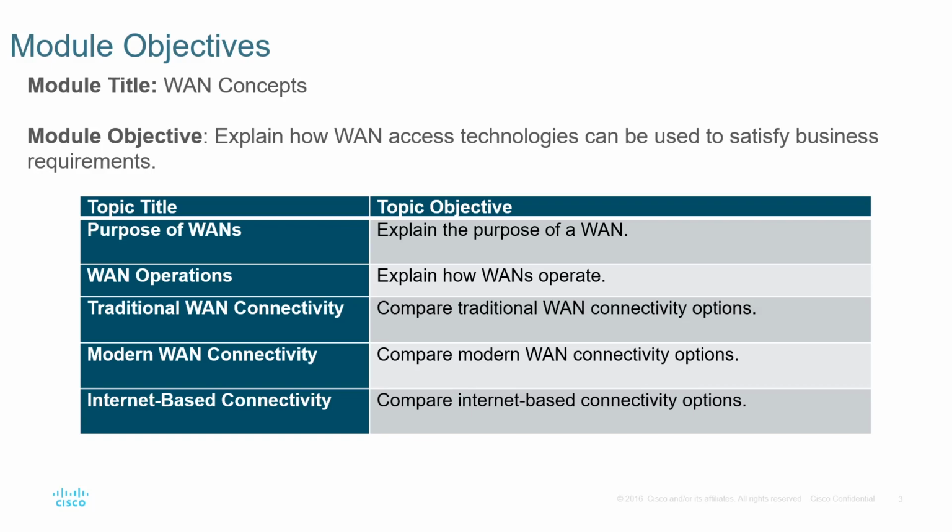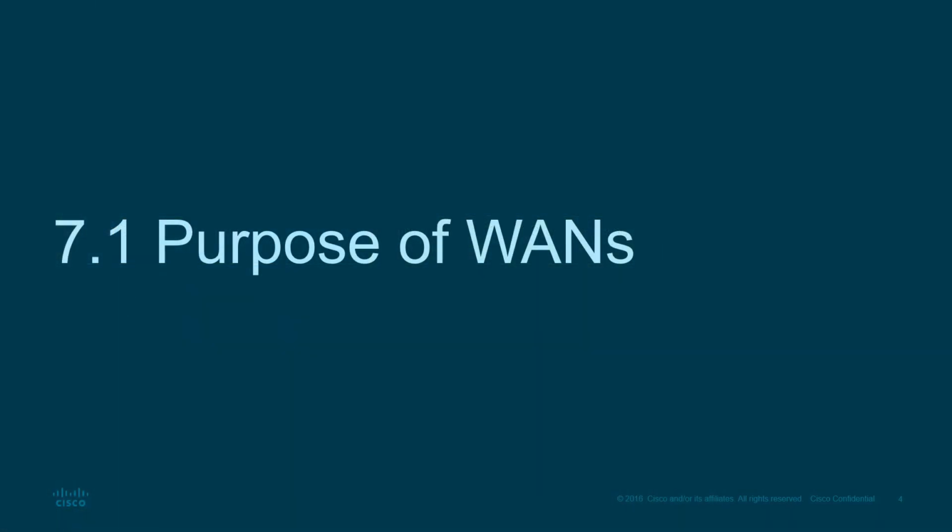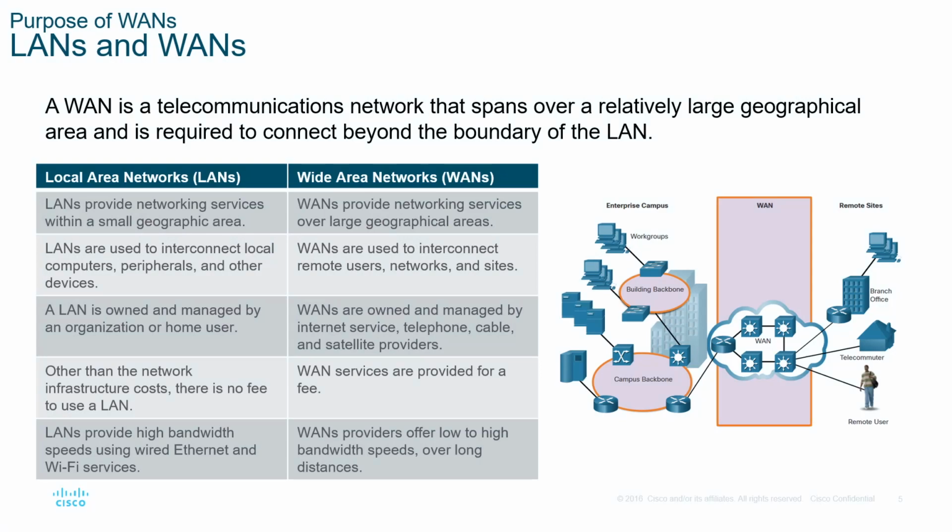But today we're going to talk about wide area networks. I have divided this class into topics. We have the purpose of wide area networks, the operations of wide area networks, traditional WAN connectivity, modern WAN connectivity, and internet-based connectivity. So let's get into it now. The purpose of wide area networks. What is the purpose of a wide area network?